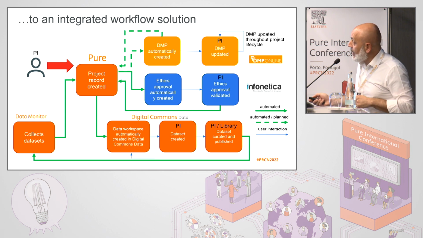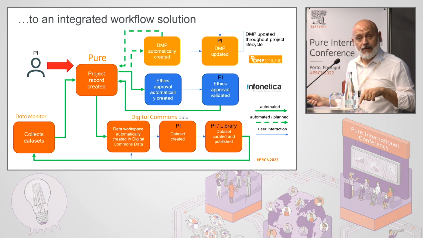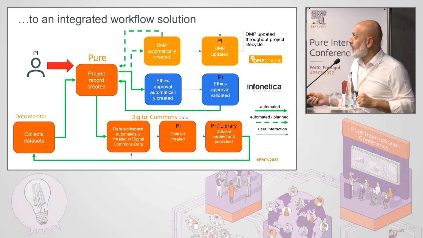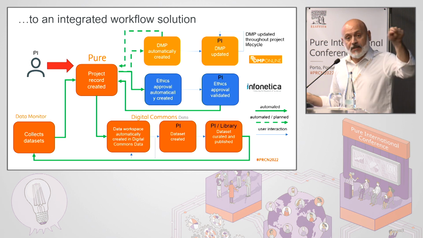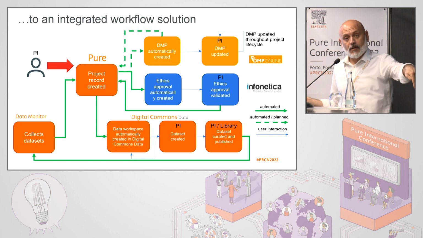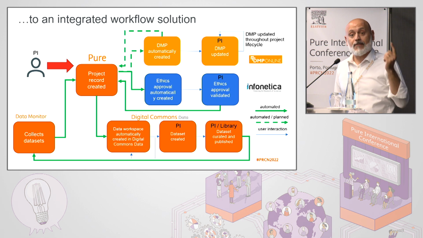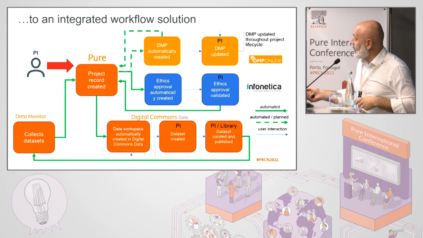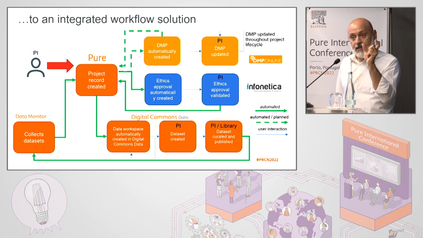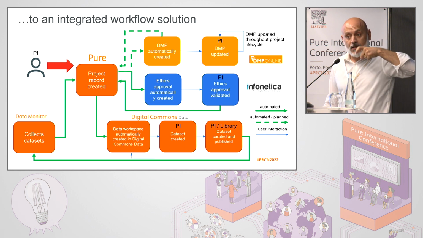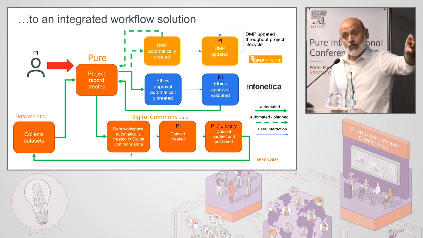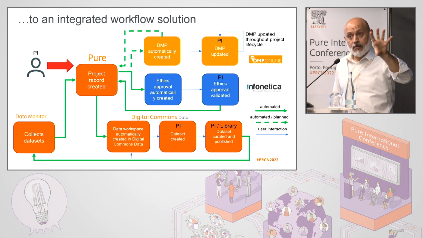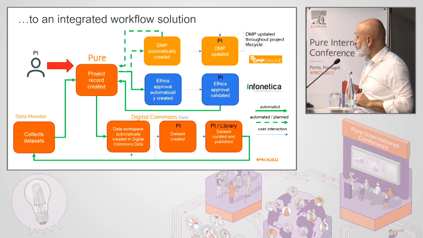You see them as dotted lines because until release 525, which was released last month, in October, we didn't have a mechanism to update the project record or the award record in Pure. But now we do, because we have the right API for applications, awards, and projects. So the moment we create an ethics approval, we get the ID from Infonetica, and we can push that ID back into Pure, which we are doing, actually. So the record in Pure is automatically updated.